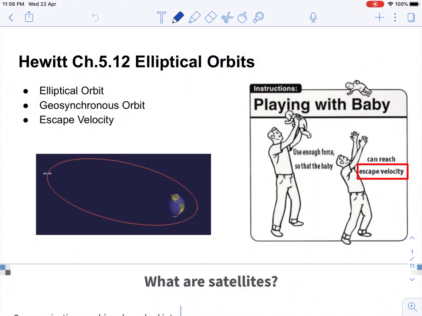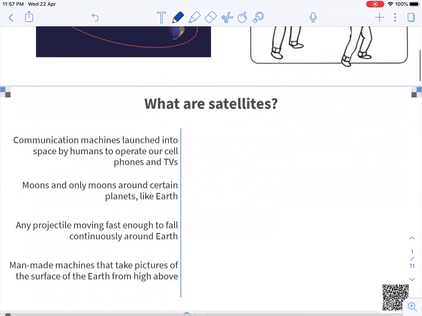Hi Science2 kiddos. This is the last part of Chapter 5 that I want to review using these slides, specifically Chapter 5.12 on elliptical orbits. I'll talk about what an elliptical orbit is, what geosynchronous orbit is, and escape velocity, and how hopefully you never should throw a baby or child high enough to achieve escape velocity, or else they're not going to come down. It sort of breaks that rule, it's often said what goes up must come down. If you achieve escape velocity, that will not be the case.